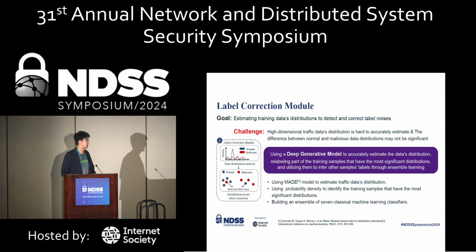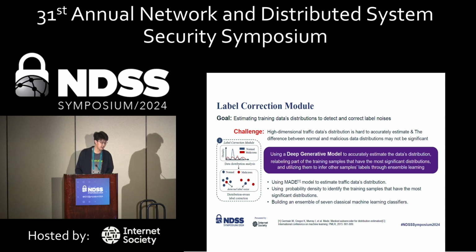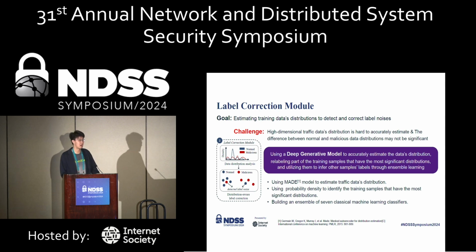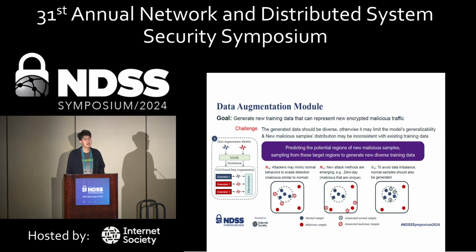So our design for this is, first, we use the probability density output by MADE to identify the training samples that have the most significant distributions, and then we build an ensemble of 7 classical machine learning classifiers to relabel other samples. So we got denoised training data sets. So here is our data augmentation module.